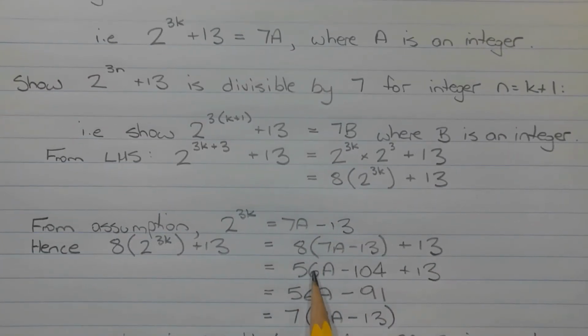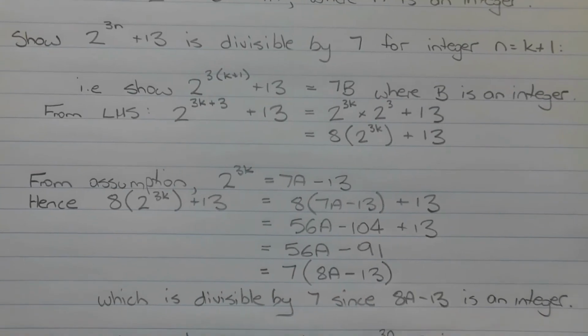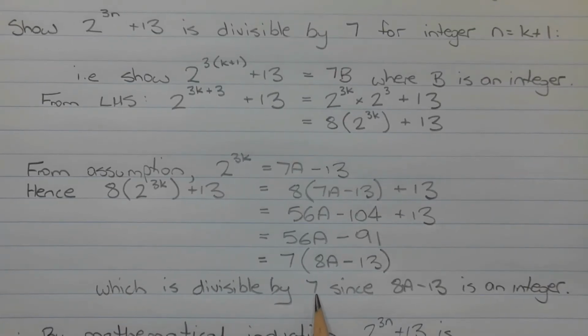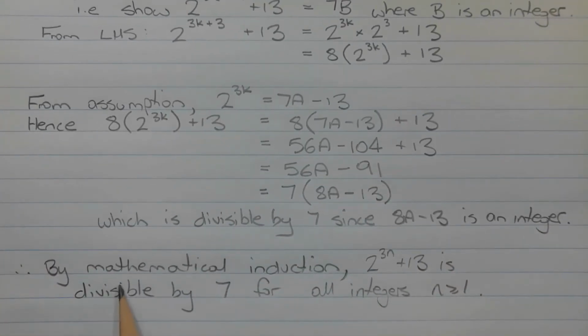Expanding the brackets, we get 56a minus 104 plus 13, which simplifies to 56a minus 91. And we can factorise out 7 from both terms, so that equals 7 times (8a minus 13). And that is divisible by 7, since 8a minus 13 is an integer. Therefore, by mathematical induction, 2 to the power of 3n plus 13 is divisible by 7 for all integers n greater than or equal to 1.